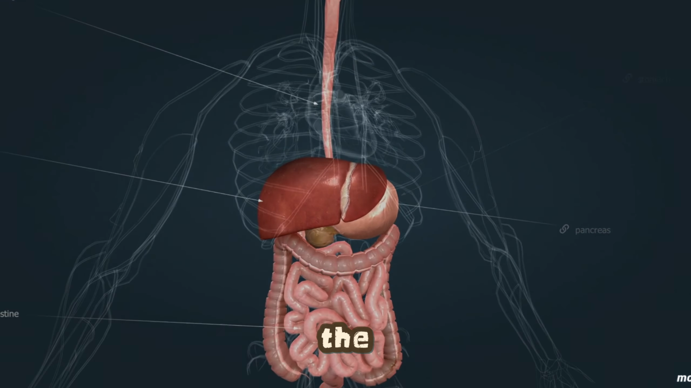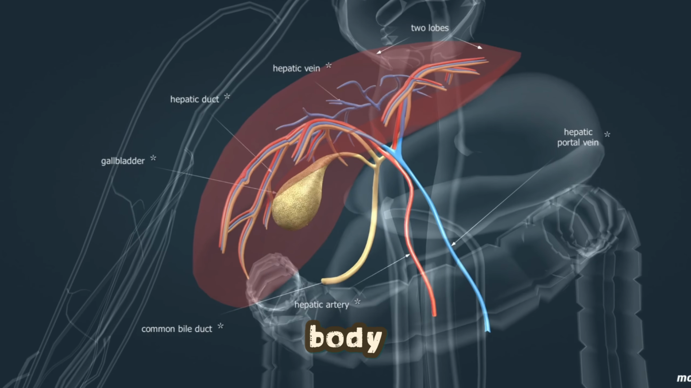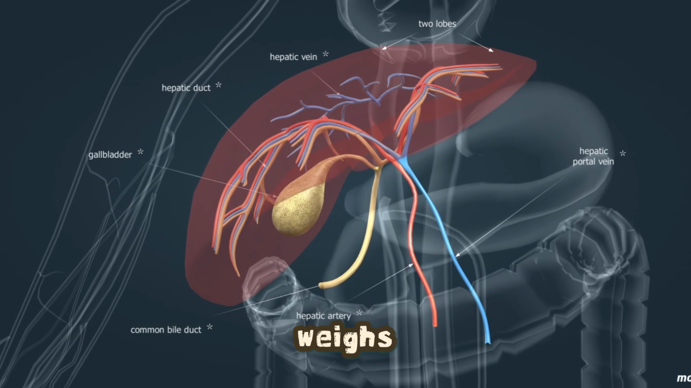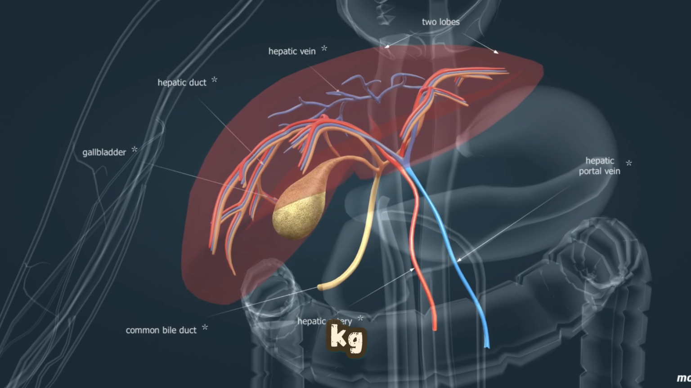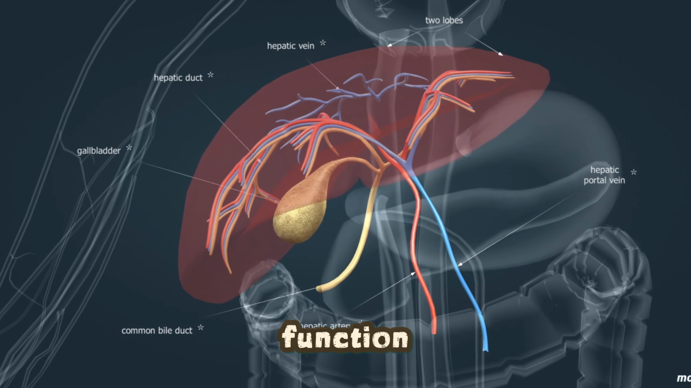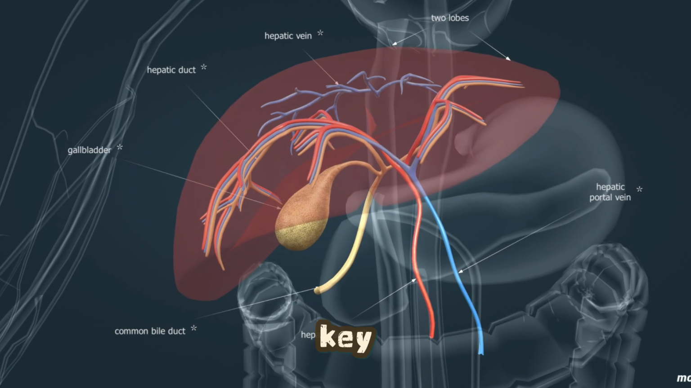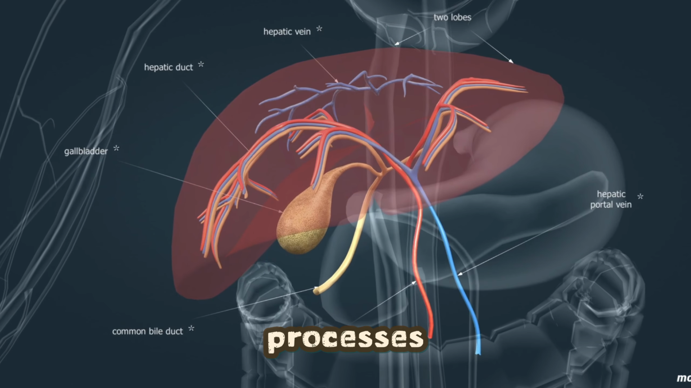The liver is the largest gland in the human body. In adults, this reddish-brown organ weighs about 1.5 kilograms. Its best-known function is bile production, but it also plays a key role in several metabolic processes.